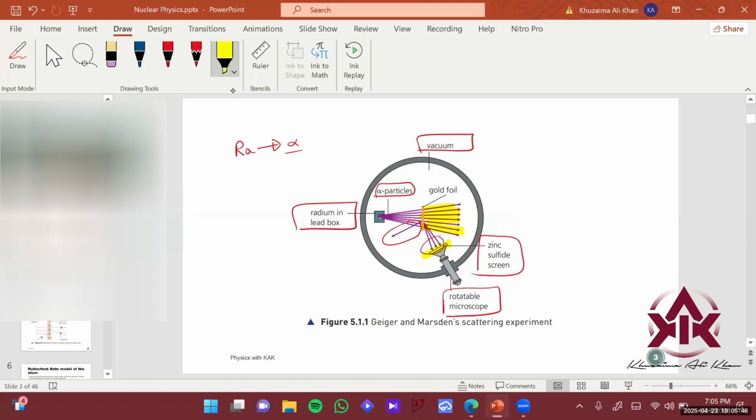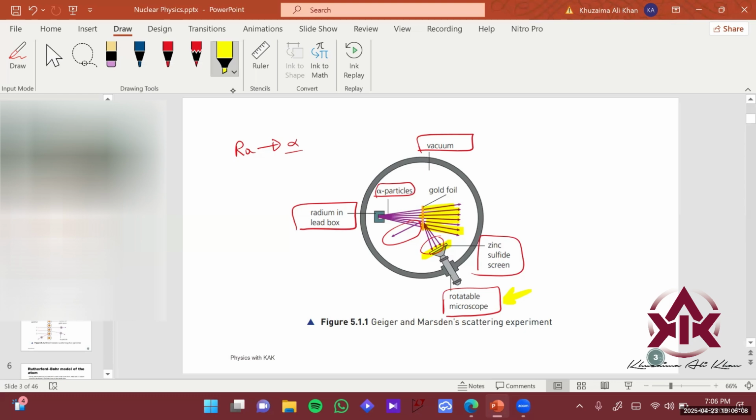So what is zinc sulfide? It basically glows when an alpha particle hits the screen, right? So that is how the scientist was able to see the particles hitting the screen over here. That means that some particles are bouncing at a particular angle over here, right? So what was the ideology over here?